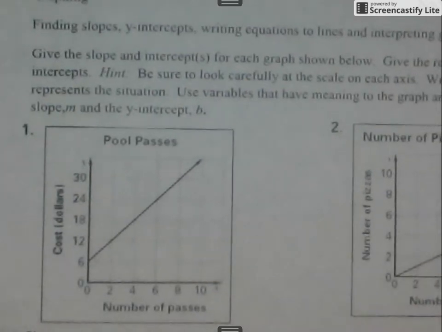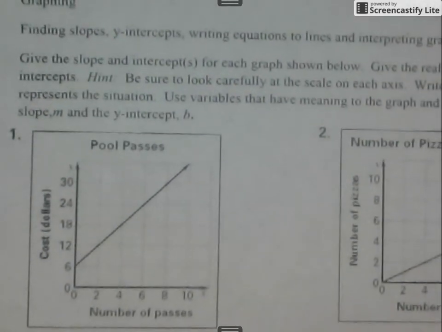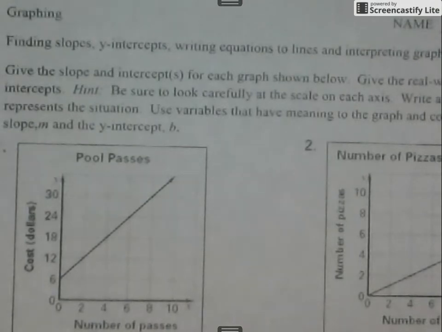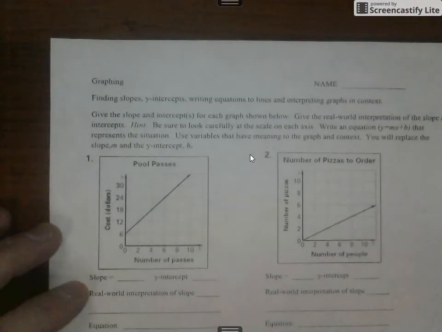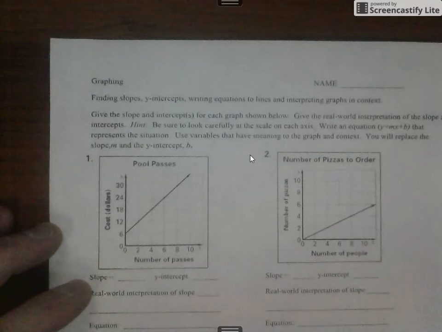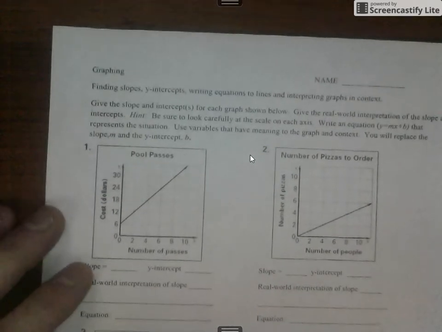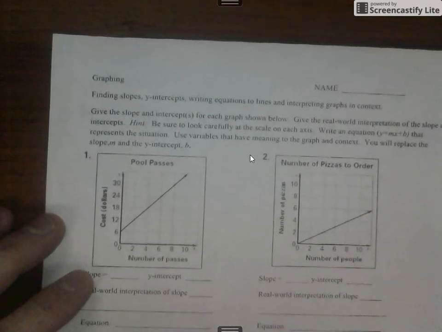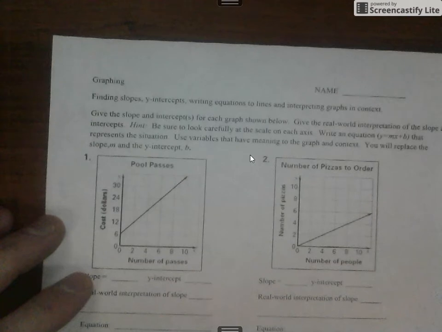Today what we're going to be doing is finding slopes, y-intercepts, writing equations to lines, and interpreting graphs in context. The directions say, give the slope and y-intercept for each graph shown below. Give the real-world interpretation of the slope and intercepts. Hint, be sure to look carefully at the scales on each axis.